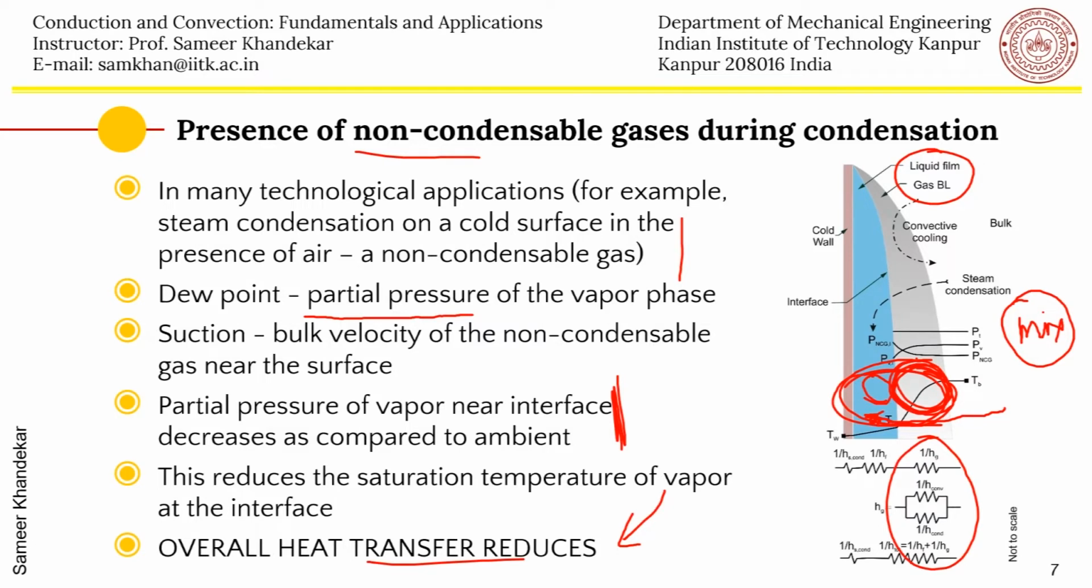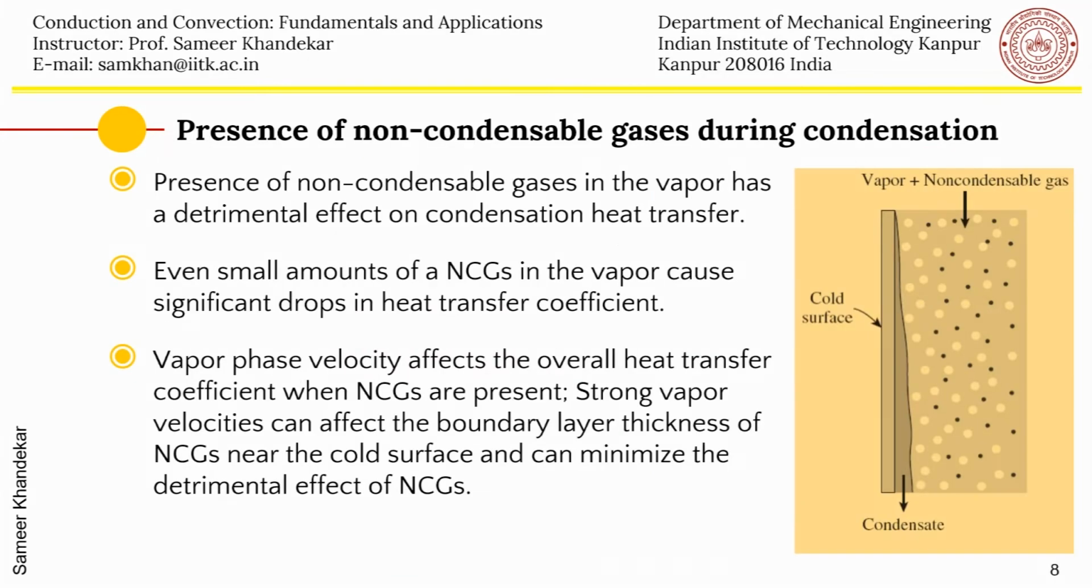It always, as I said, has a detrimental effect. All these vapor molecules, which are the black spots, will get condensed here, and as soon as they condense, there will be a gas boundary layer with a lower concentration of vapor molecules and a higher concentration of the non-condensable gas molecules, and that will create an additional boundary layer at the interface. Even small amounts of this gas in the vapor will cause a significant drop in heat transfer coefficient.